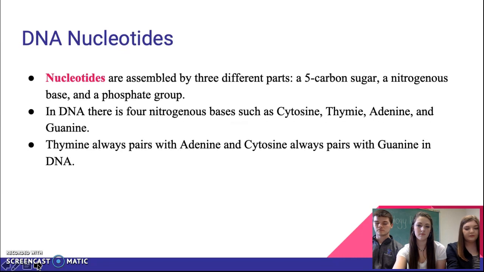Nucleotides are the building blocks of DNA. They are assembled by only three parts: a 5-carbon sugar, a nitrogenous base, and a phosphate group. Within these nucleotides, there are only 4 different types of bases: cytosine, thymine, adenine, and guanine. These DNA bases are always matched with their complementary base pair. For instance, thymine will always be paired with adenine, and cytosine will always be paired with guanine.